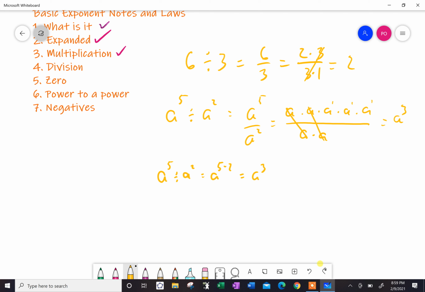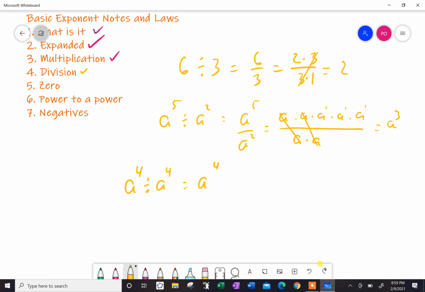Which brings us to our next rule. What if I had A to the 4th divided by A to the 4th? Well, that's going to be A to the 0 because we just said it's really A to the 4 minus 4. Uh-oh, I'm dropping my pen. I'm losing things. 4 minus 4, which equals A to the 0.